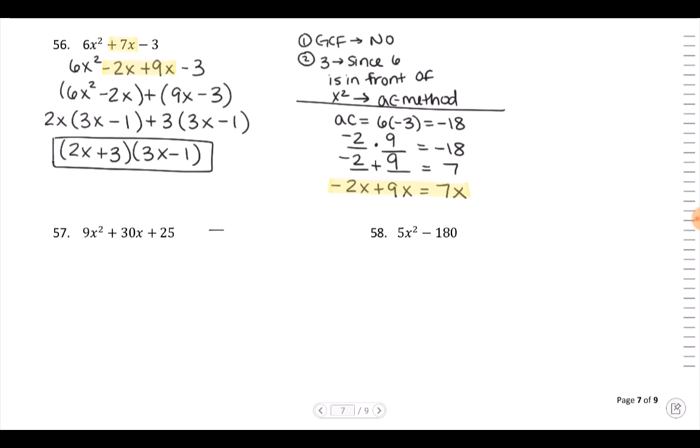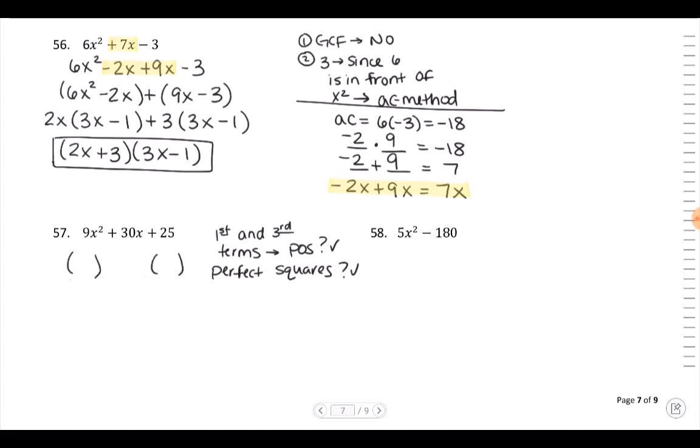Okay, are the first and third terms positive? And are they perfect squares? And so that's the first question you ask yourself. Well, yeah, first and third, those are both positive. Okay, check. Are they perfect squares? Yeah, those are perfect squares. Check.